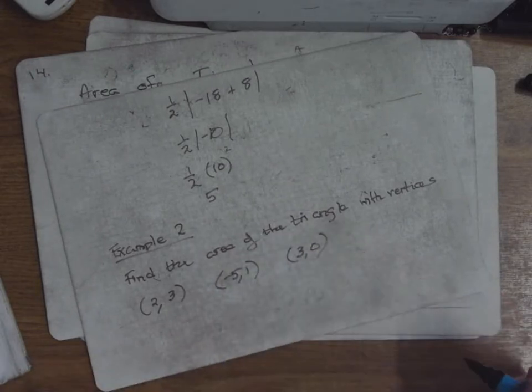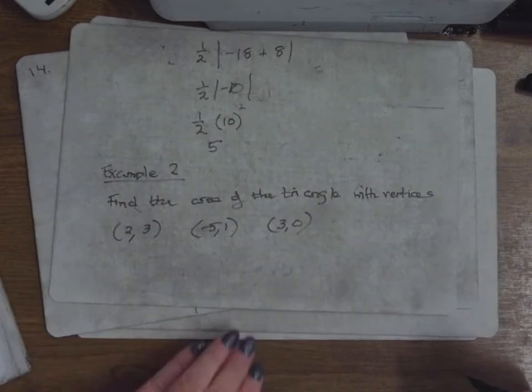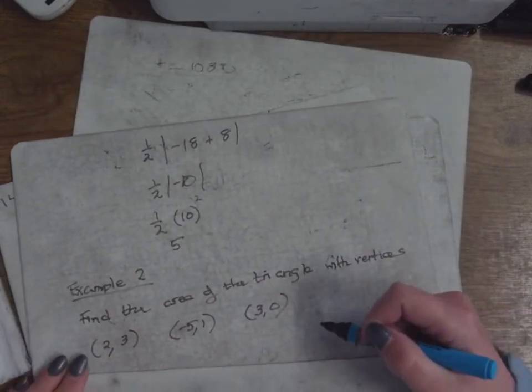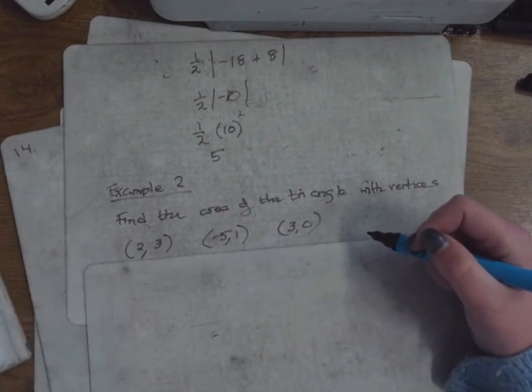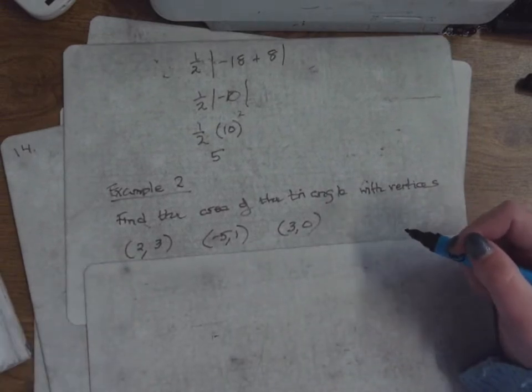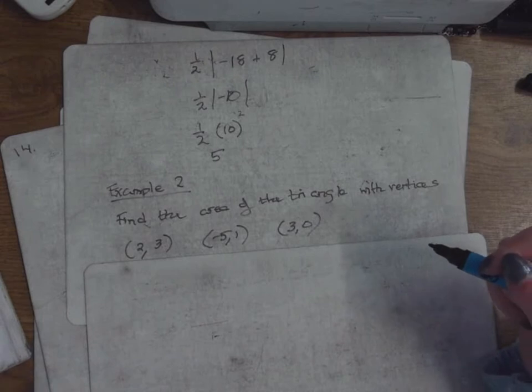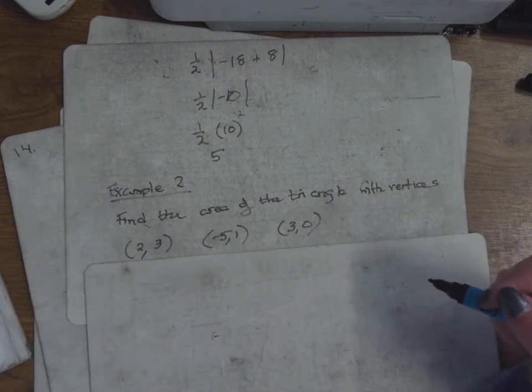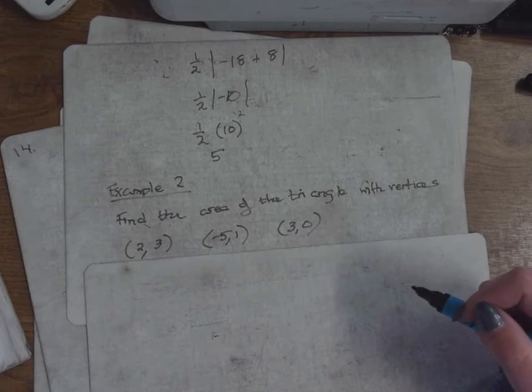Okay? So as I say, none of those corners are naught naught. I can't use the formula unless one of them is naught naught. So I move them. Which one do I move? Your choice. It's completely up to you. So I could choose to move 2, 3. One of you could choose to move minus 5, 1, and someone else would move 3, 0. We'd all get 3 completely different triangles, but every single one of them would have the same area. So the goal is to find the area of the triangle.